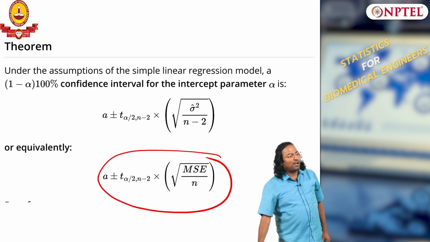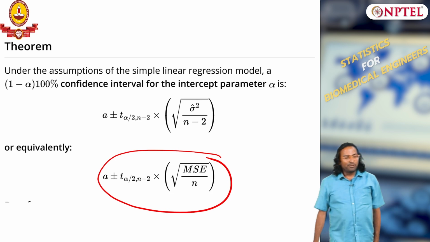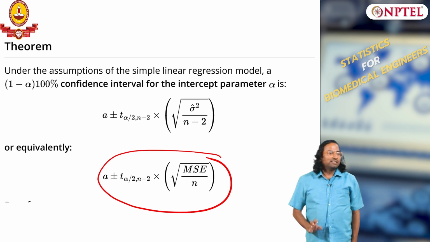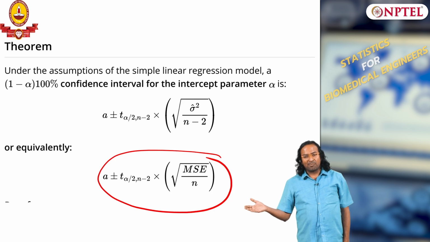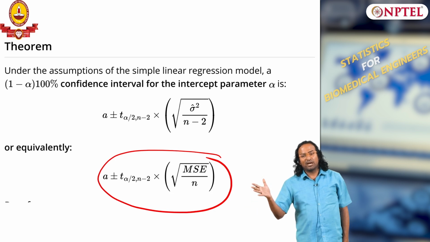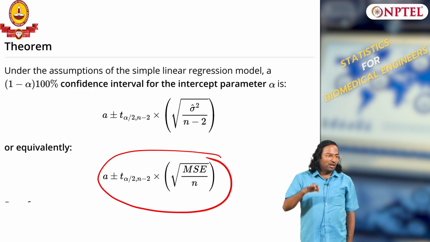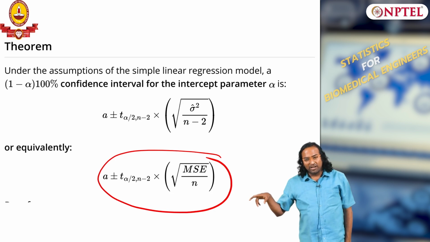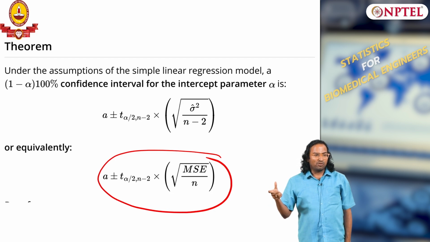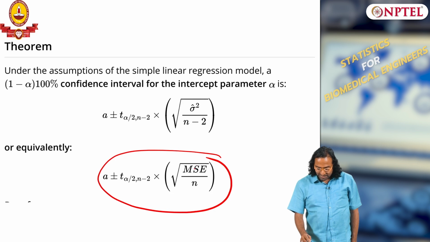So alpha hat, or beta naught hat, follows a t distribution. Typically the t distribution will become normal if the number of degrees of freedom are more. Originally alpha hat follows a normal distribution, but if your number of data points is low, the confidence limit is based on the t distribution. And this is sigma, square root of MSE by n.